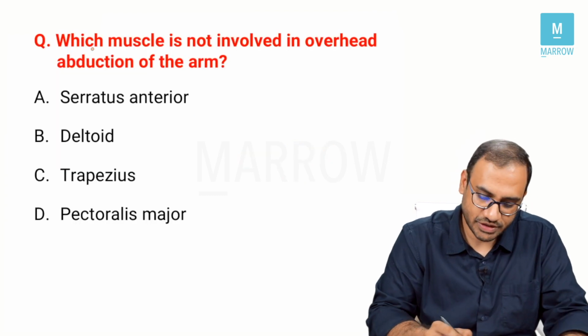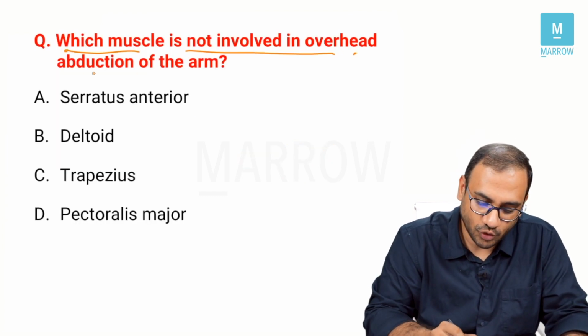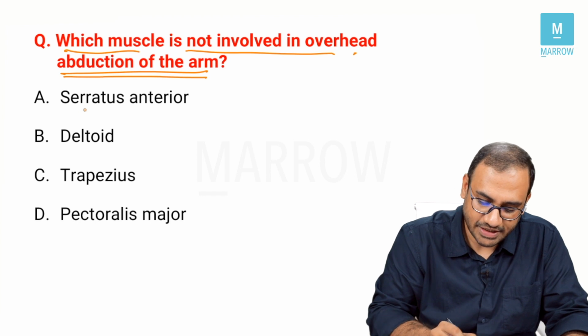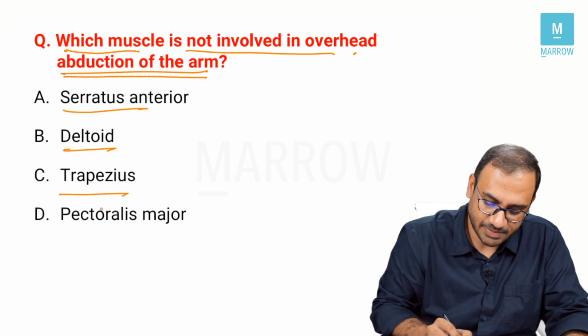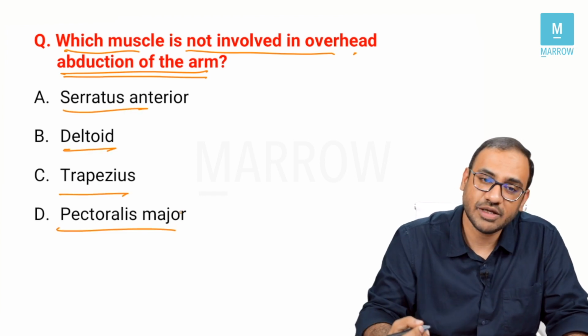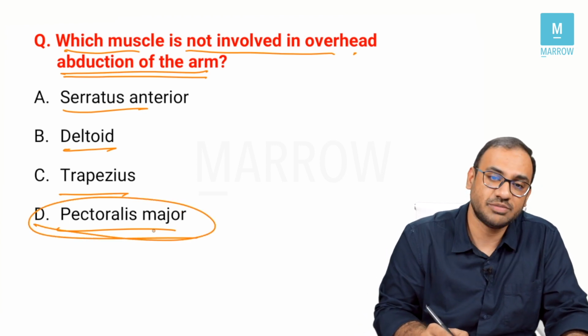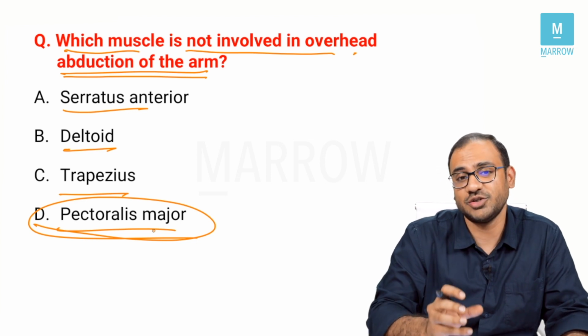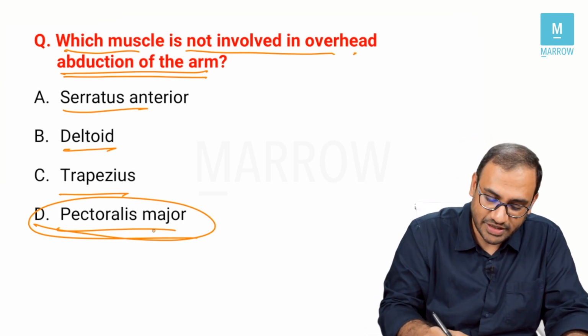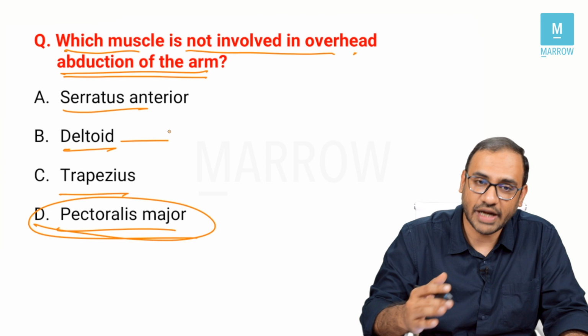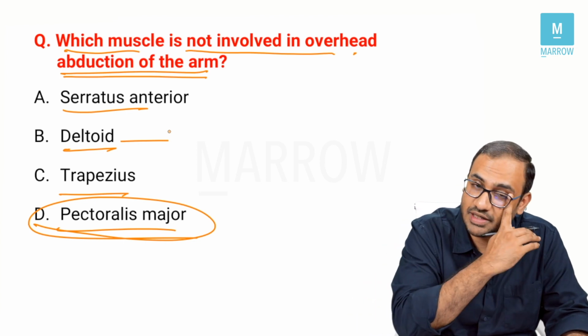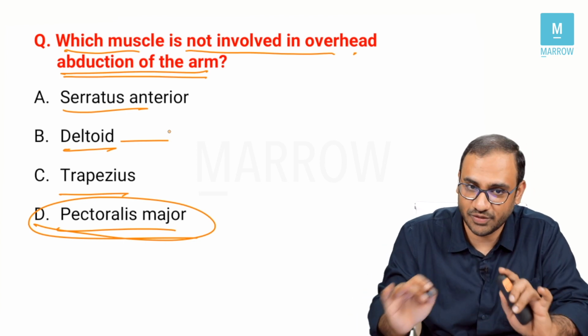Now this is a very easy question. Which muscle is not involved in overhead abduction of the arm? Serratus anterior, deltoid, trapezius, pectoralis major. It's mostly an anatomy MCQ. I'm sure most of you have answered this correctly. We know that the answer has to be pectoralis major. But there was a certain section of students who were telling me that deltoid is the one which brings the shoulder up to 90 degrees and not beyond that, so it should also be an answer. That's what they were contesting.